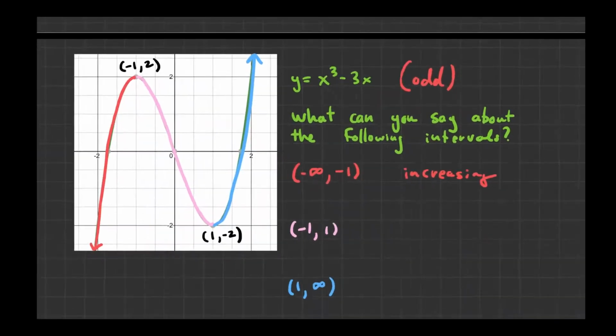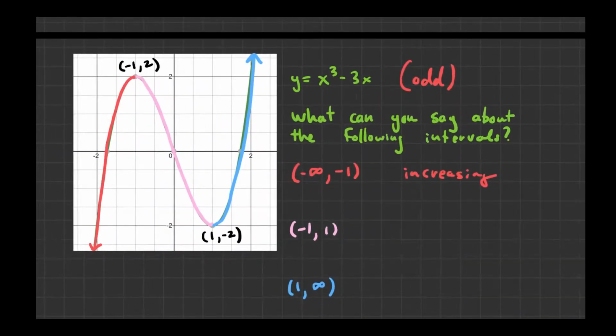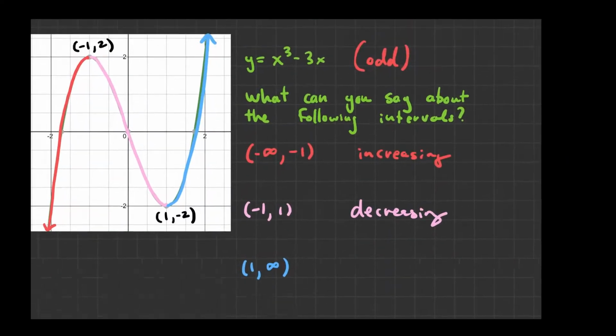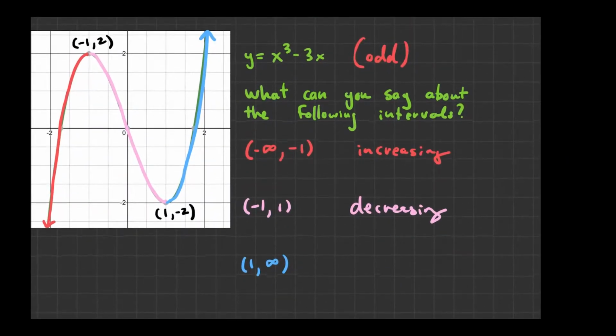What about the pink motion? Are we increasing or decreasing? Yeah, from here, because if we're reading it from left to right, we are decreasing. And from 1 to infinity, what's happening? Yeah, it's increasing again. Okay, great.